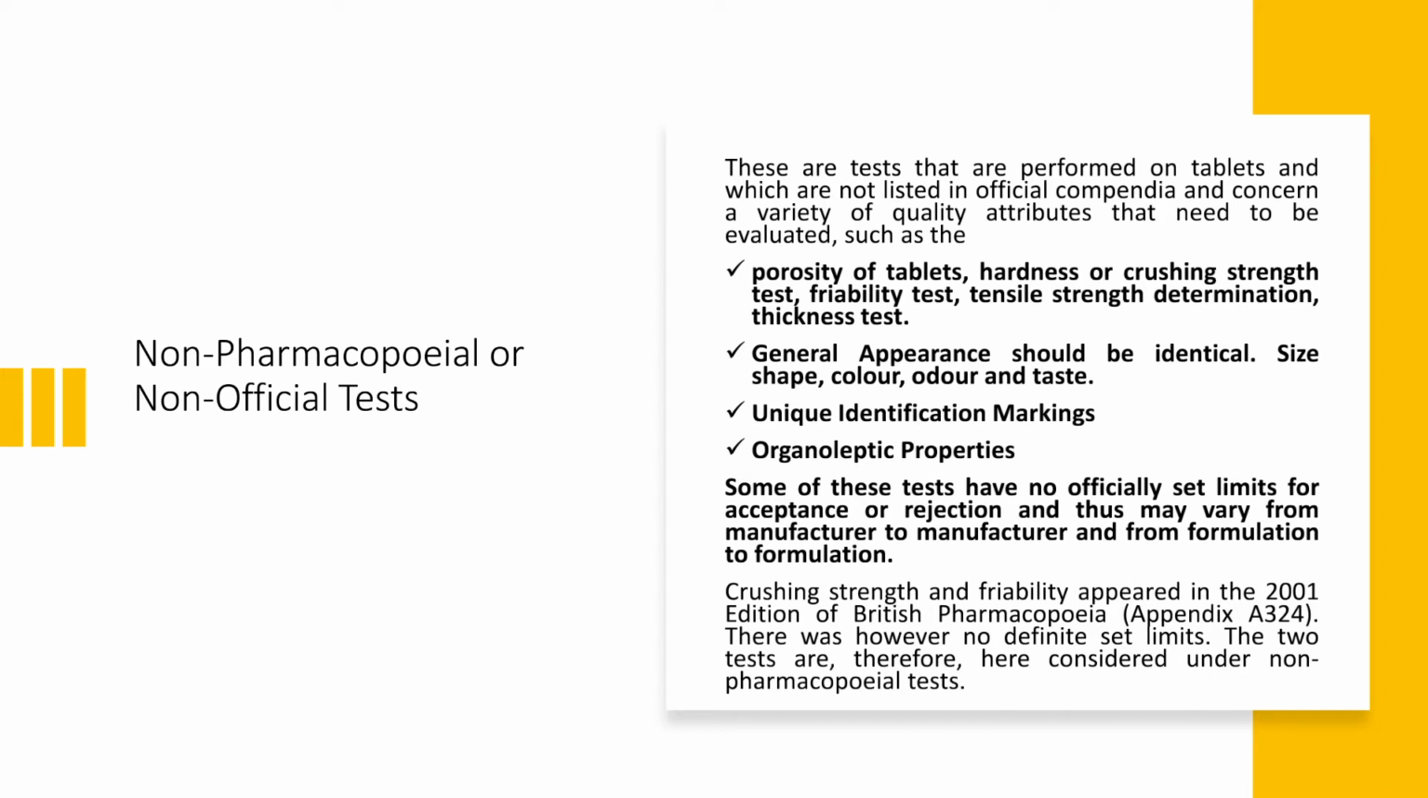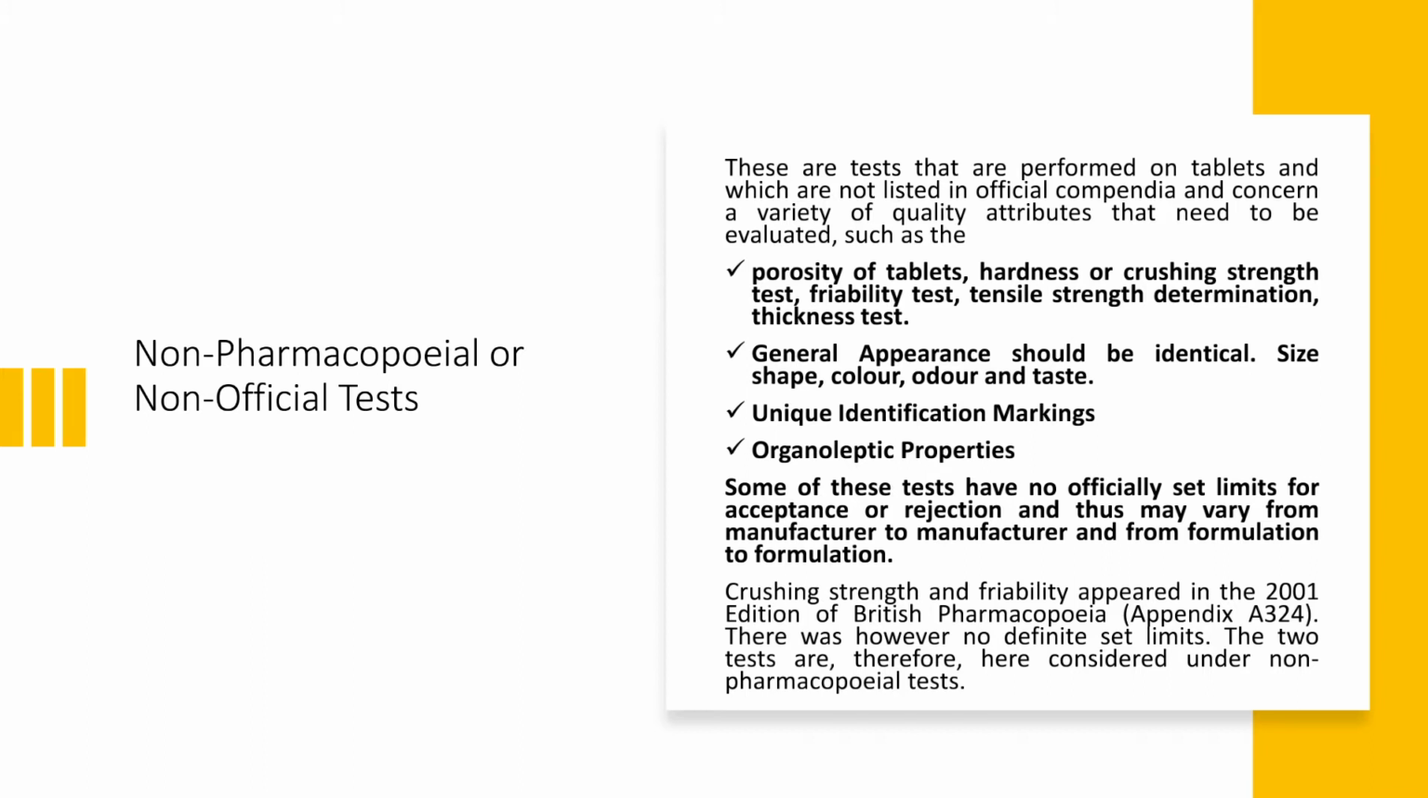These three tests are the basic tests that are known as the non-official tests for the tablets. What are those tests? Friability test, thickness test and the hardness test. And believe me, they are interrelated to each other. Another property which is to be explored during the in-process manufacturing and comes under the non-official tests is the unique identification marking.